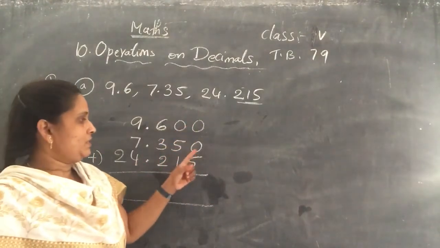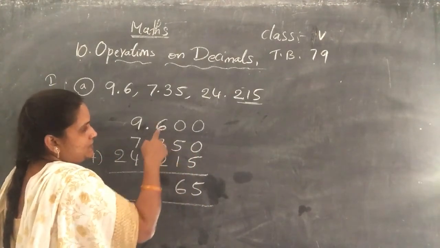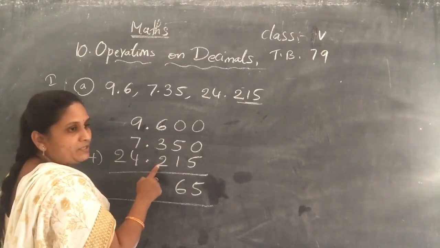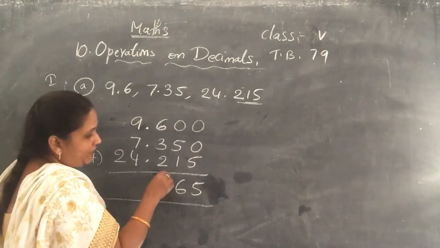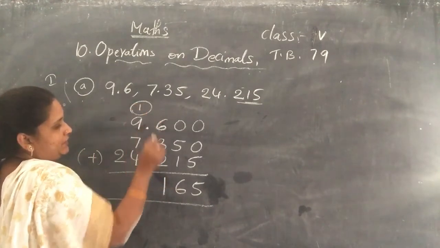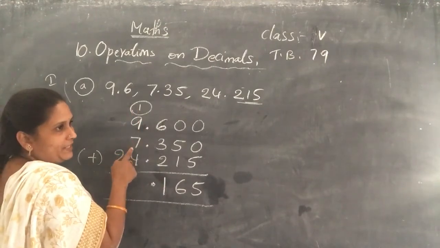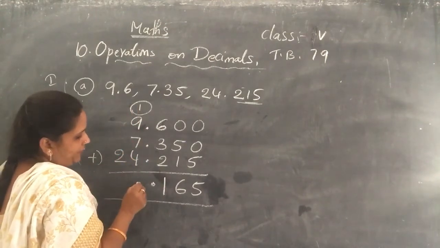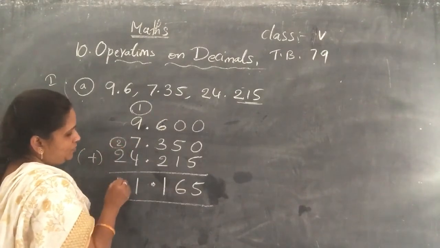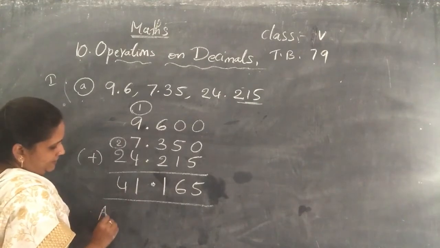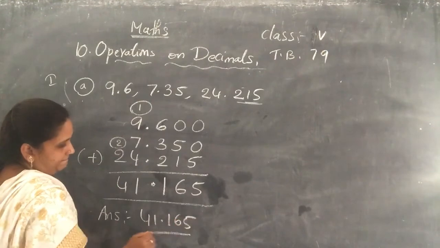0 plus 0 is 0, 0 plus 5 is equal to 5. 5 plus 1 is equal to 6. 6 plus 3 is equal to 9. 9 plus 2 is equal to 11. So 11 you should not write directly in the decimal part. Write 1 here and carry 1 more digit. Put the decimal. 9 plus 1 is equal to 10. 10 plus 7 is equal to 17. 17 plus 4 is equal to 21. 1 in the ones place and 2 in the next column. 2 plus 2, 4. And the answer is 41.165.